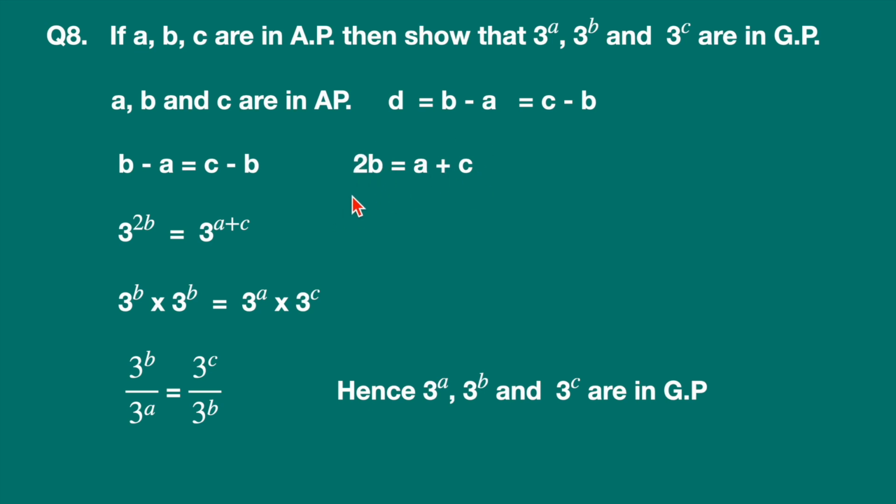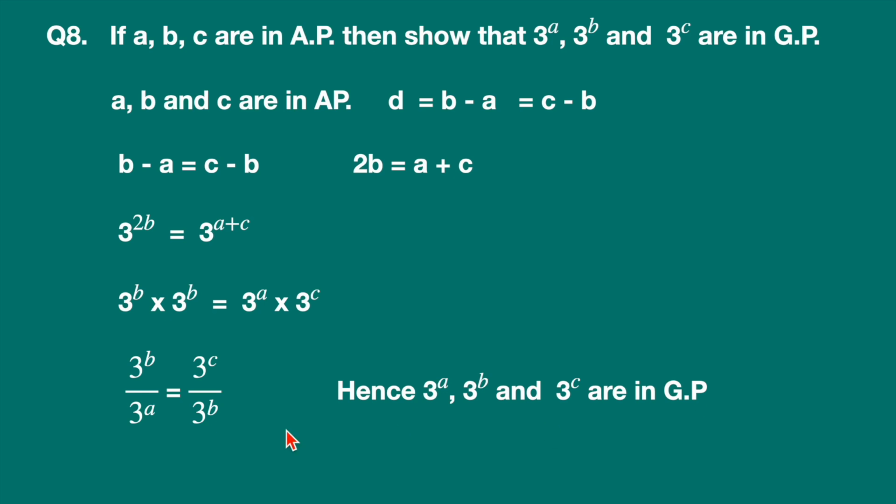So let's do it for both the sides. 3 raised to 2B is equal to 3 raised to A plus C. 3 raised to 2B is 3 raised to B into 3 raised to B. This will be 3 raised to A multiplied by 3 raised to C. Now bring this on the denominator. 3 raised to B upon 3 raised to A is equal to 3 raised to C upon 3 raised to B.